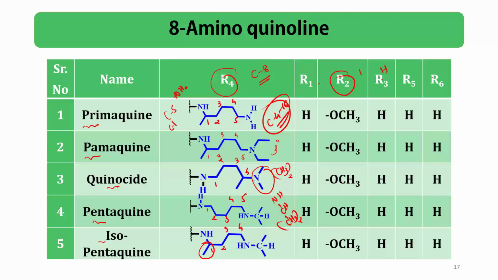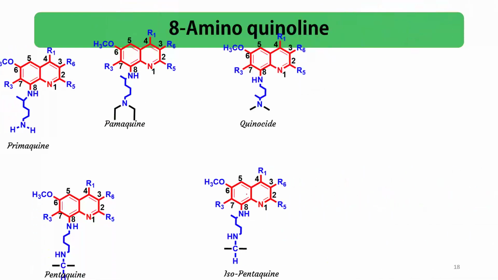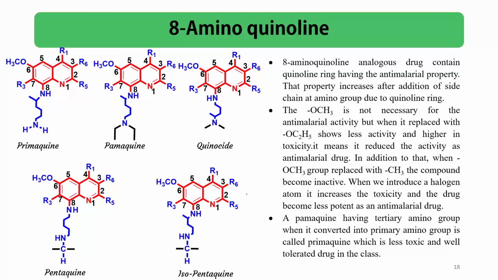So now we will go deeper into the structure activity relationship with the following structures. We have five kinds of drugs, so five kinds of structures: primaquine, pamaquine, quinocide, pentaquine and isopentaquine. What in the structure and side chain helps to reduce or increase the activity, to combine well with the plasmodium and its DNA structure, break it down and kill the plasmodium?